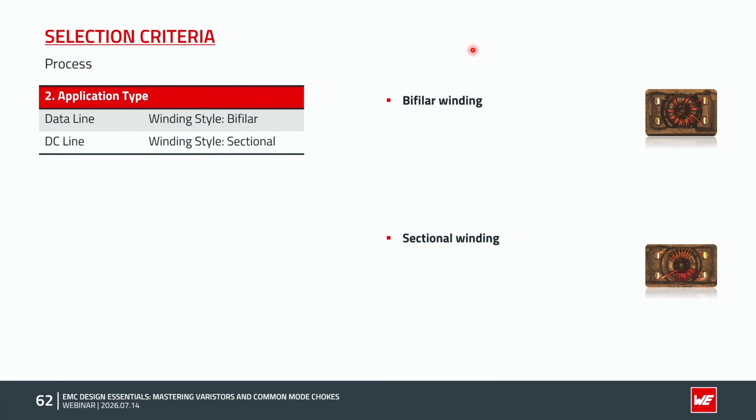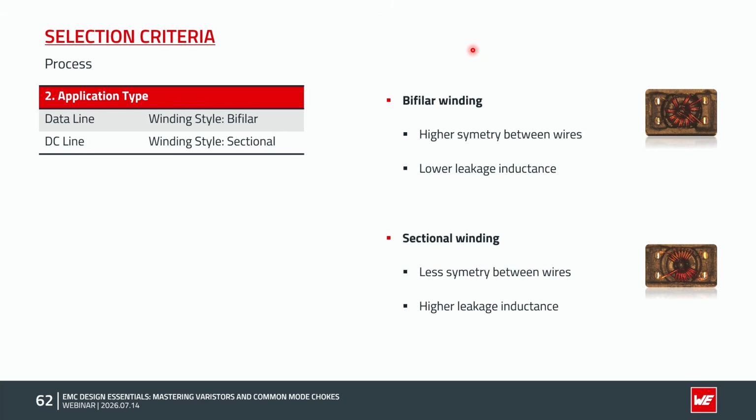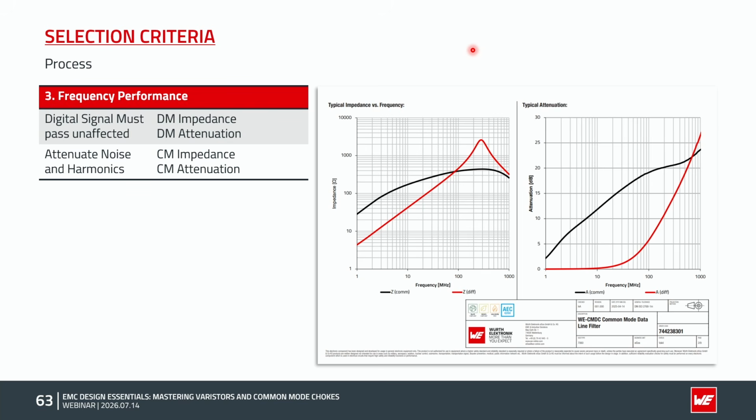Next, it is essential to clearly define the application, whether the common mode choke is for data, for DC, or for both. The winding style, as it was explained before, plays a key role in selecting the right common mode choke, because as you know, either the bifilar or sectional will have an impact in the final application.